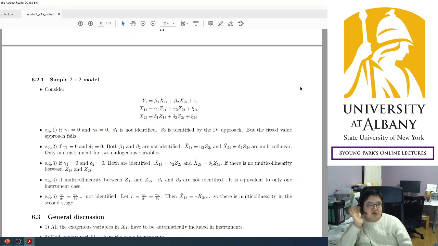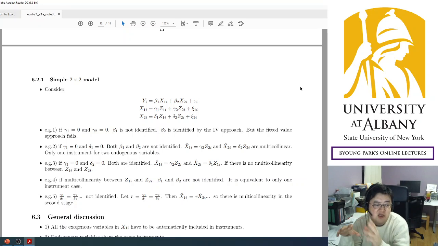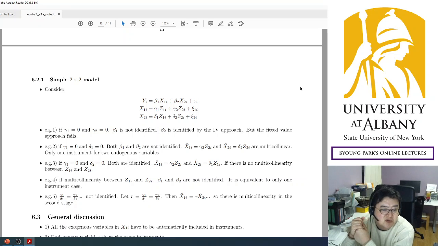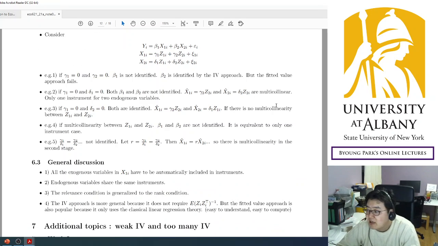So think about these and connect them. I want you to connect the concepts between multicollinearity and endogeneity and fitted value and the number of endogenous variables together. So you should be able to switch between them freely. And some general discussions.